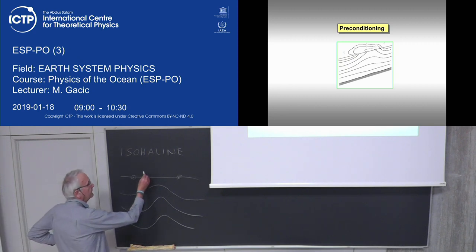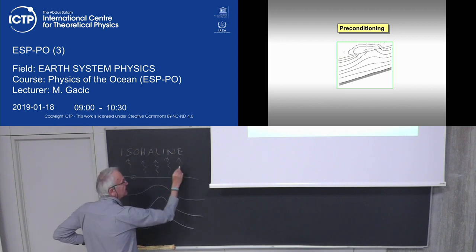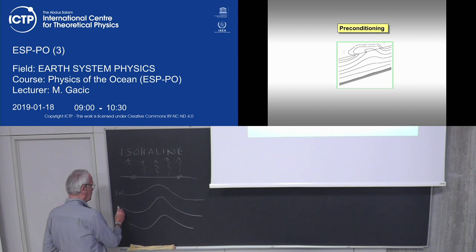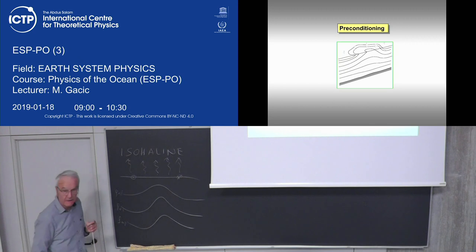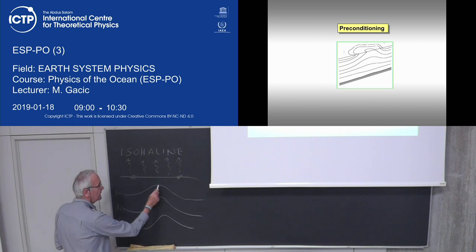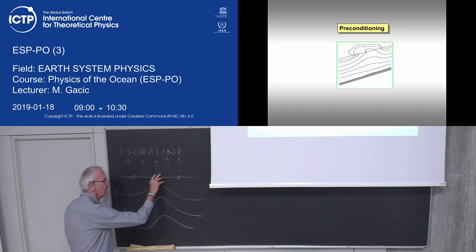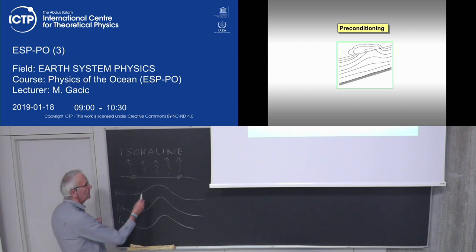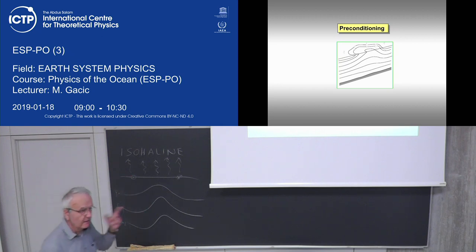Why? Because if you cool this surface, you are taking away the heat from the sea surface. This is rho, this is rho plus one, and this is rho plus two. So the density obviously increases in that way. In this specific area where there is a cyclonic circulation, the densest water is closest to the surface. Therefore, in order to create the vertical mixing, it's much easier to mix here than here, because here the dense water is much closer to the surface. So this is why in the preconditioning phase we have to have the cyclonic circulation.